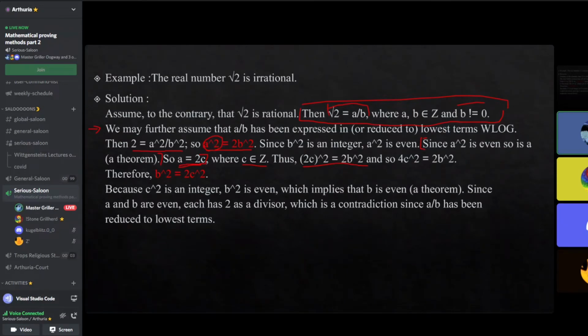And since both a and b are even, they necessarily have a common divisor, that being precisely 2. And now, what is the contradiction? The contradiction is that we have assumed, without loss of generality, that there is no common divisor, and now there is a common divisor. So the contradiction is that there is and isn't a common divisor. And since this cannot be, we know that the real number square root of 2 is irrational. Make sense?